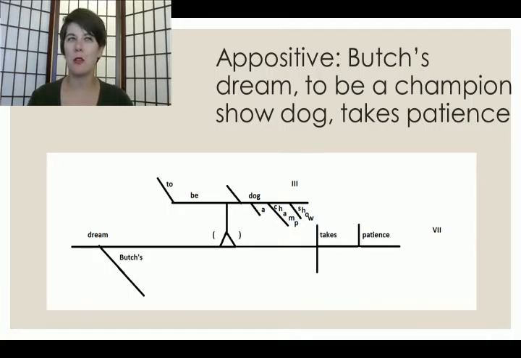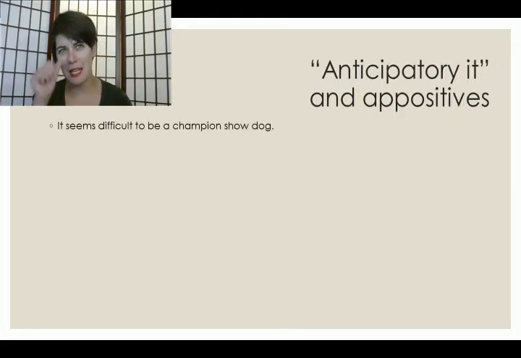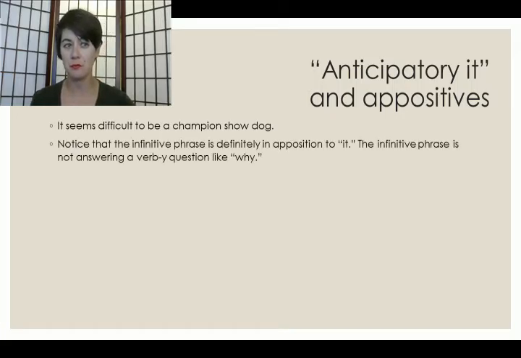Let's talk about one more concept having to do with appositives briefly. This is the anticipatory it. So the it cleft is one of those things we do when we want to restructure a sentence syntactically. We learned about this in previous chapters. My sentence might say something like, it seems difficult to be a champion show dog. So it is the subject. To be a champion show dog is clearly renaming the it. It's in apposition to it.